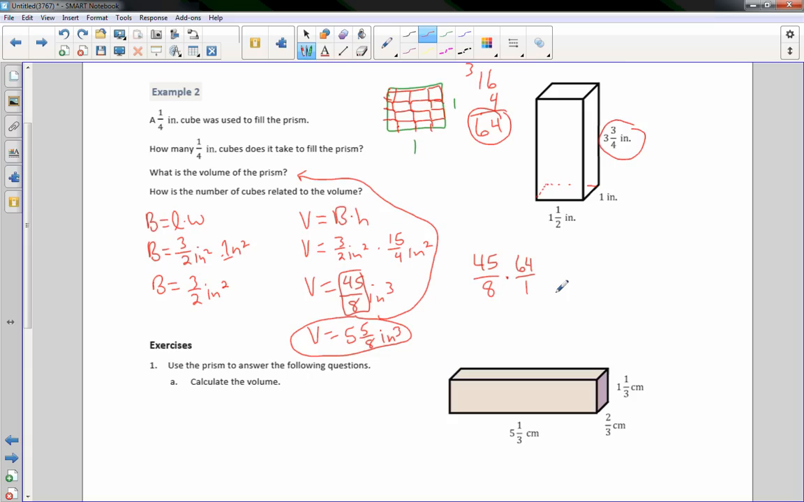Now, a lot of students don't like working with fractions, but I love fractions. This 8 and this 64 will reduce. 8 will go into 64 8 times. Make that a 1, so I get a 1 in my denominator. 8 times 5 is 40. 8 times 4 is 32, plus 4 is 36, so it's 360 cubes to fill this 5 5/8 cubic inch rectangular prism with quarter-inch cubes. 360 quarter by quarter by quarter cubes.